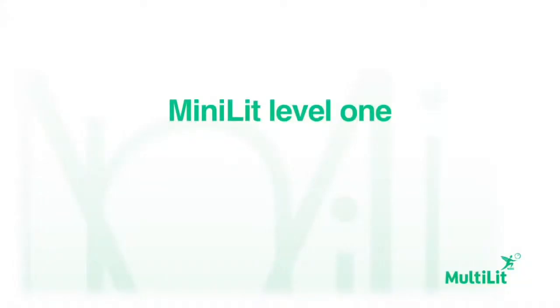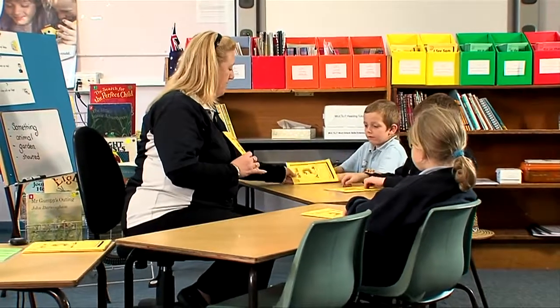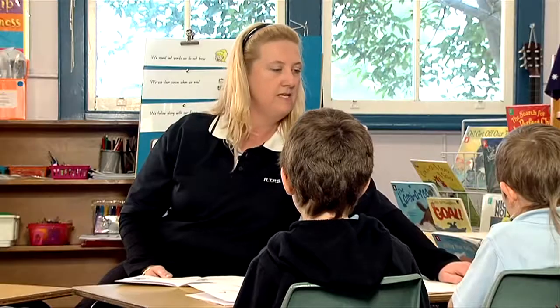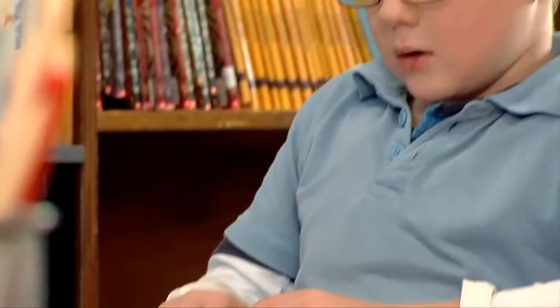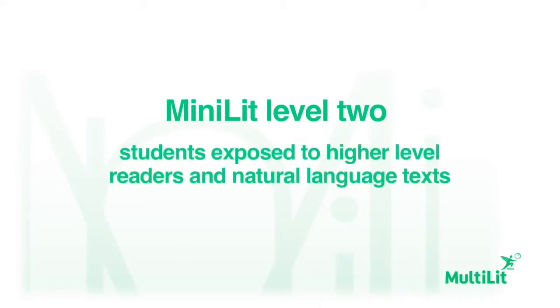In Level 1 of the MiniLit program, phonically regular reading schemes are used to provide students with an opportunity to read books. The reading schemes should slowly increase in complexity as students become more competent in their reading. This provides an added opportunity for students to decode words where phonic patterns haven't been explicitly taught. In Level 2 of the MiniLit program, students are exposed to higher level readers and natural language texts where they're reading books at instructional level.